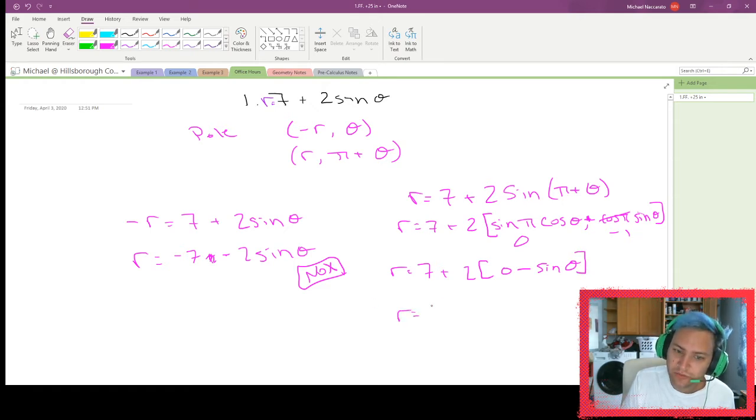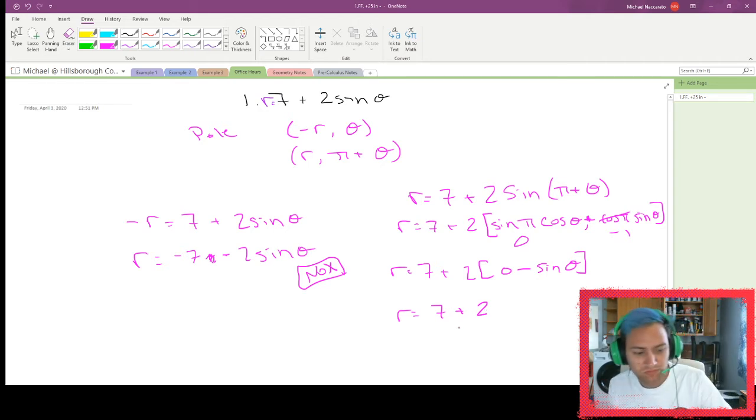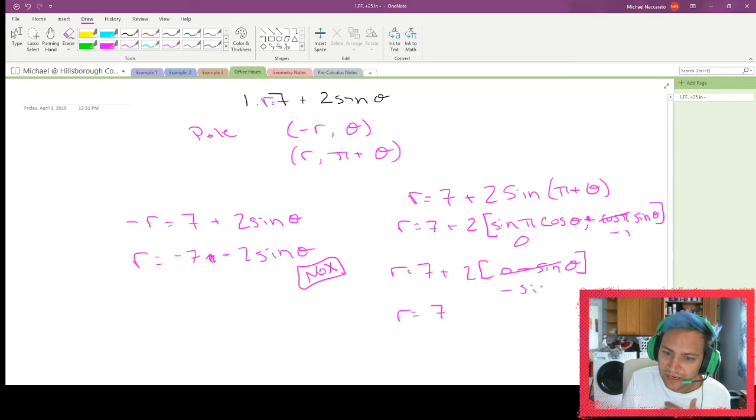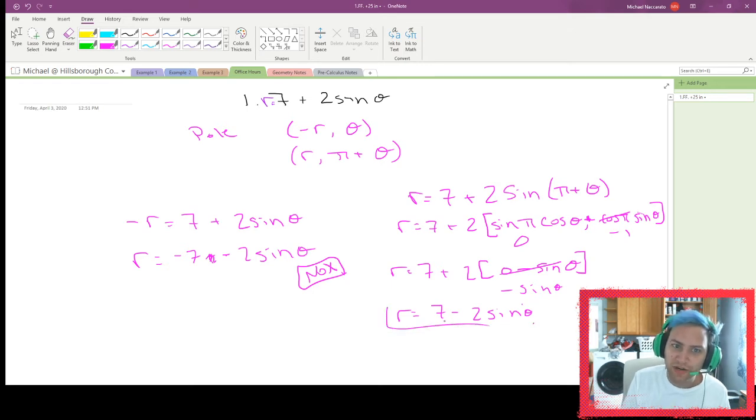So we end up with r equals 7 plus 2. Hold on, not even that, right? Because this is going to simplify to negative sine of theta. And then when I distribute that 2, it's going to become minus 2 sine of theta. So this right here is not the same as our starting one, right? It shouldn't be a negative 2. It should be a positive 2. So also no, this is not a valid one.